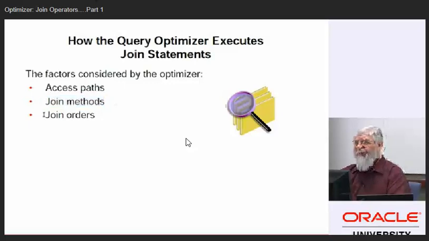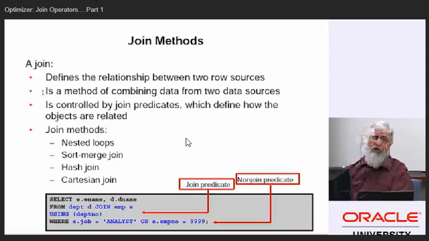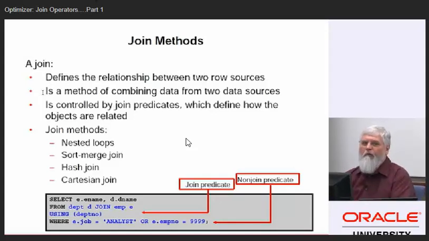So join methods. A join defines the relationship between 2 row sources. It's a method of combining data back together because we did a third normal form and removed repeating groups. Now when we query, we have to put things back together. It is controlled by join predicates, which define how the objects are related.